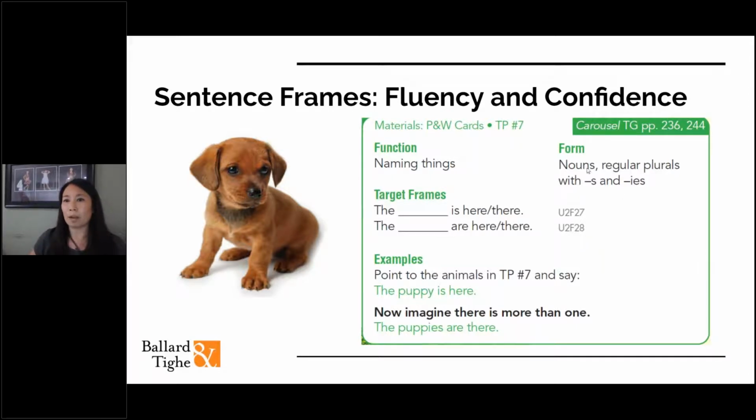So we always have the form. These are going to be nouns, regular, we're talking about plurals, and naming things. So here's the target frame. The blank is here or there. The blanks are here or there. So this would be the plural form.